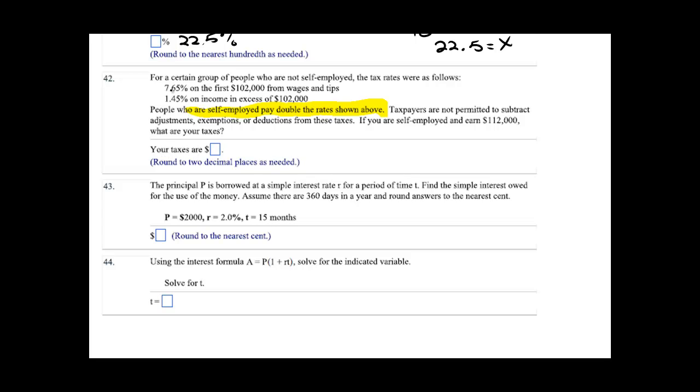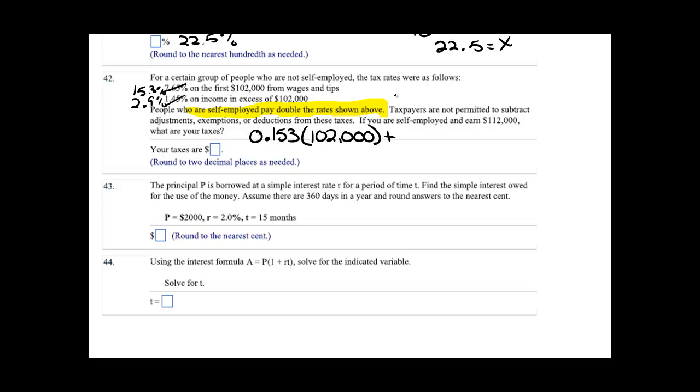So we're not thinking about 7.65% in this scenario. We're thinking about double that, which will be 15.3%. And instead of 1.45%, we're thinking about 2.9%. We already know that the first $102,000 will be at that 15.3%. 15.3% taken to a decimal is 0.153, and we're going to multiply that times $102,000.